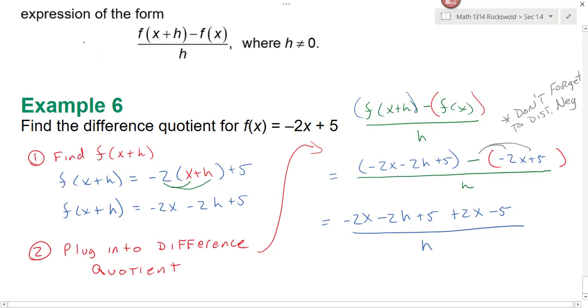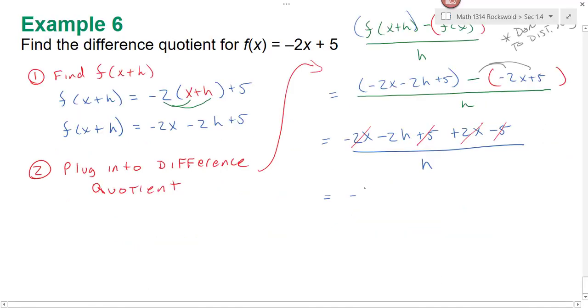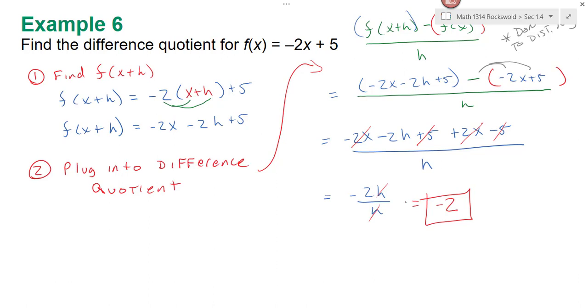What's going to cancel out? Negative 2x and positive 2x, 5 and negative 5, and then that's going to leave me with negative 2h over h. What else will cancel? The h's cancel, which means that this is equal to negative 2. If you do the algebra correctly and you don't forget about distributing the negative and you cancel everything properly, the h's should cancel out. The h in the denominator should cancel out with something in the numerator.